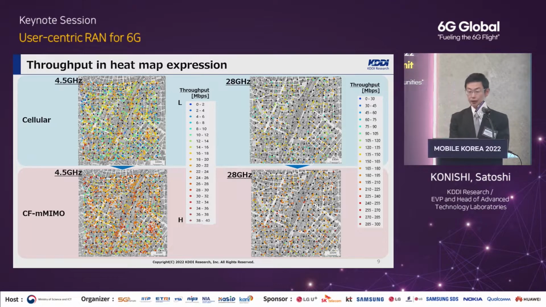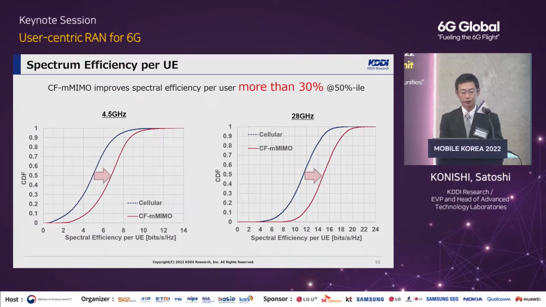As you can see in this slide, the throughput has been increased and improved a lot from cellular architecture to cell-free massive MIMO. For engineers, this graph makes it clear how much improvement we can achieve: for both 4.5 gigahertz and 28 gigahertz, we can achieve more than 30% improvement in terms of spectral efficiency. So this is the possibility and potential that cell-free massive MIMO has.